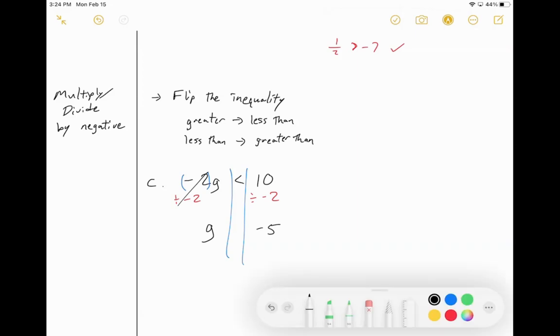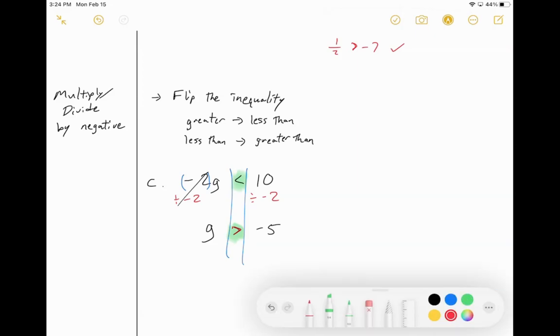And then again, this is the part that's key right here. This is the one rule. This is the only thing that makes solving inequalities different from solving equations. The less than becomes greater than. Okay, so I want you to look very closely right here. The less than becomes greater than.